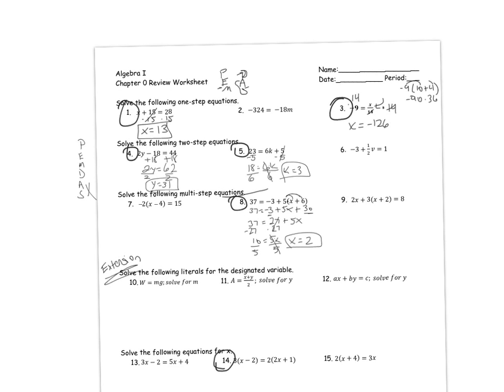Okay, so now we've done one-step, two-step, and multi-step. 10, 11, and 12 are the literal equations that we passed out during the quiz for an extension. If you want to try those, please do. The solutions will be on Schoology. But let's jump to 14.